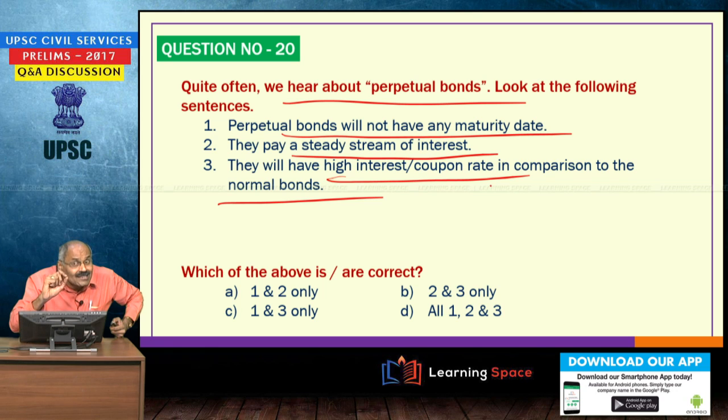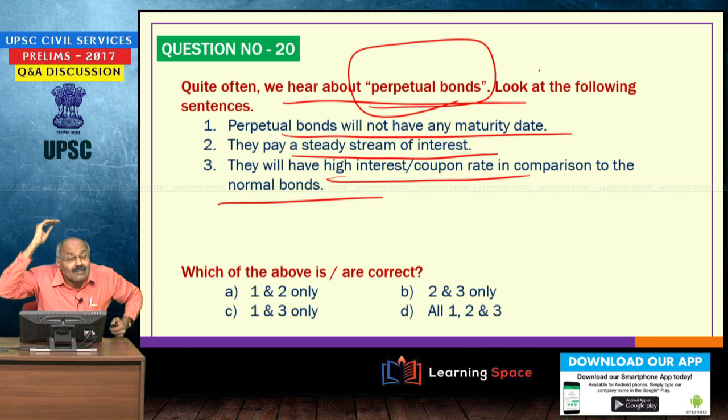All three are correct. Perpetual bonds are in the news because now banks are allowed to issue perpetual bonds, and they are risky investments, and only high net worth individuals invest in perpetual bonds. They pay higher interest, but there are many risks involved in that. Right friends, do you have some idea about perpetual bonds, right.